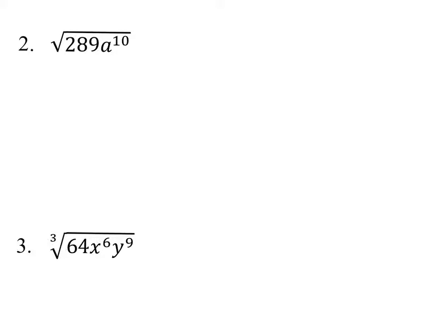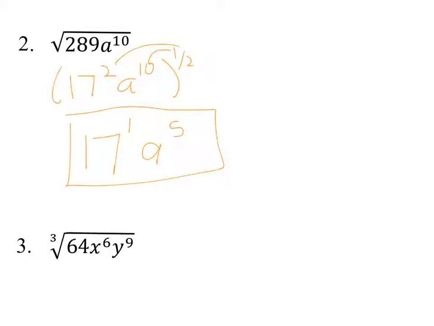Same type of thing here. So first I'm going to rewrite this in a fraction exponent. Square root is the 1/2. 289 is 17 squared. 8 to the 10th. Power to a power, I should be multiplying my exponents. Power to a power, multiply my exponents. There we go.